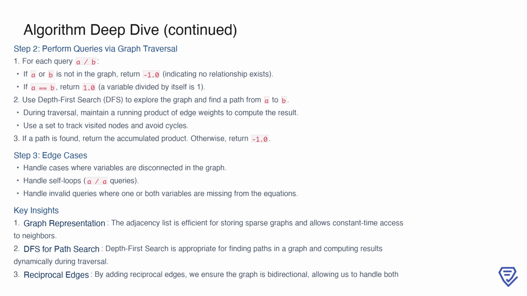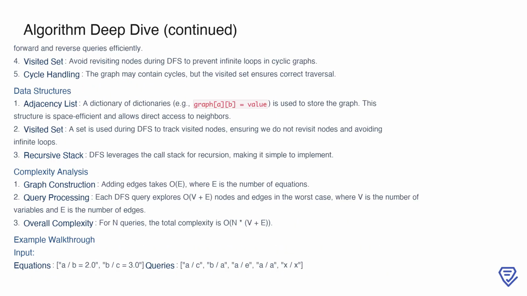During this traversal, we maintain a running product of edge weights to calculate the result dynamically. To prevent revisiting nodes and forming infinite loops, we use a visited set. If a valid path is found, the accumulated product is returned, otherwise, we return -1.0. This approach also handles edge cases such as disconnected components, self-loops, and invalid queries involving non-existent variables. Using this strategy, we can efficiently navigate the graph to handle both forward and reverse queries thanks to the reciprocal edges added during graph construction.